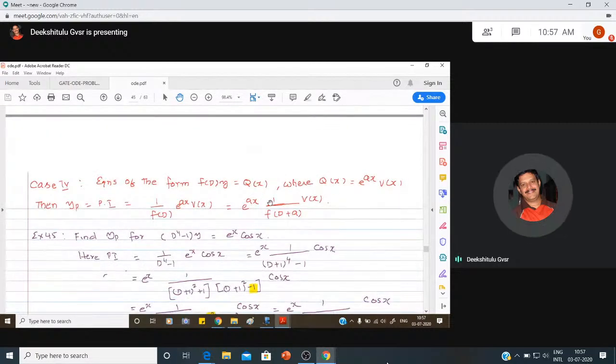Then we go into the more serious, tougher things now. Equations of the form f(D) y is equal to Q of x, when Q of x is of the form e power ax into V of x. E power ax into a product of two functions. What is V of x? V of x can be any function of x. So when it is multiplied with e power ax, what happens to the particular integral? As usual, the particular integral is defined by 1 by f of D, e power ax V of x.